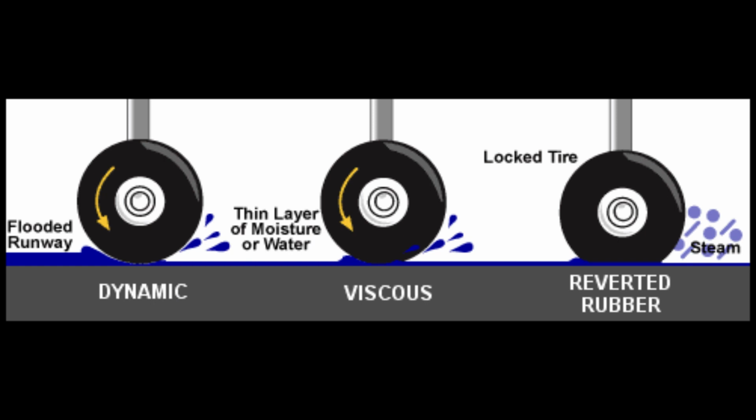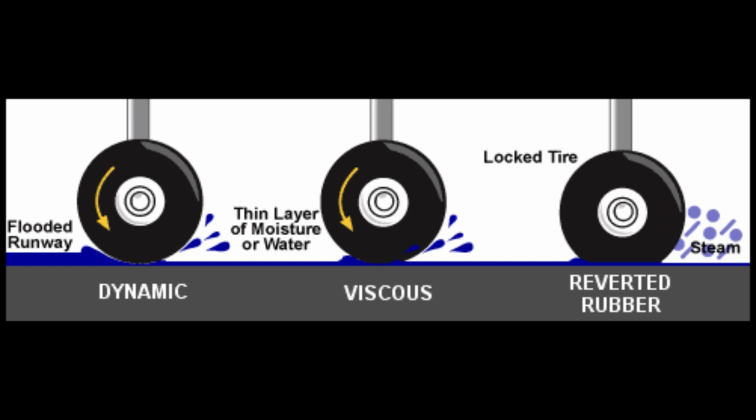Reverted rubber hydroplaning frequently follows an encounter with dynamic hydroplaning, during which time the pilot may have the brakes locked in an attempt to slow the airplane. Eventually, the airplane slows enough to where the tires make contact with the runway surface and the airplane begins to skid. The remedy for this type of hydroplaning is to release the brakes and allow the wheels to spin up and apply moderate braking. Reverted rubber hydroplaning is insidious in that the pilot may not know when it begins, and it can persist to very slow ground speeds, 20 knots or less.